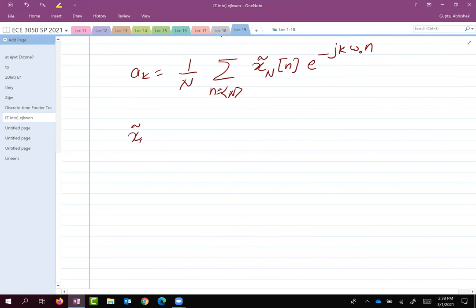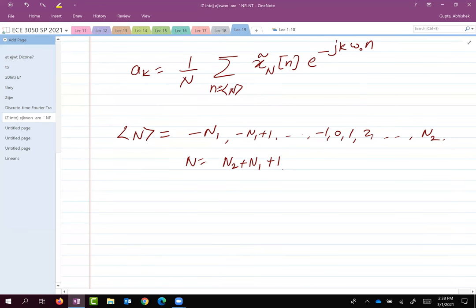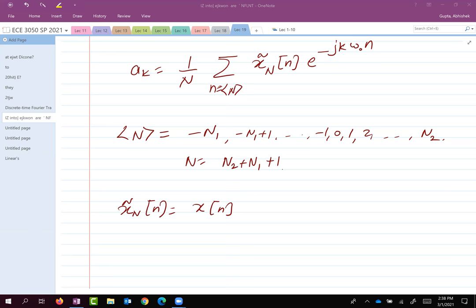Okay, now we know that x tilde of n, let's say this length N is actually minus n1, minus n1 plus 1, minus 1, 0, 1, 2, n2. And this capital N is actually n2 plus n1 plus 1. And in this case, my x tilde of n is equal to x of n for all n, minus n1 less than or equal to n less than or equal to n2.